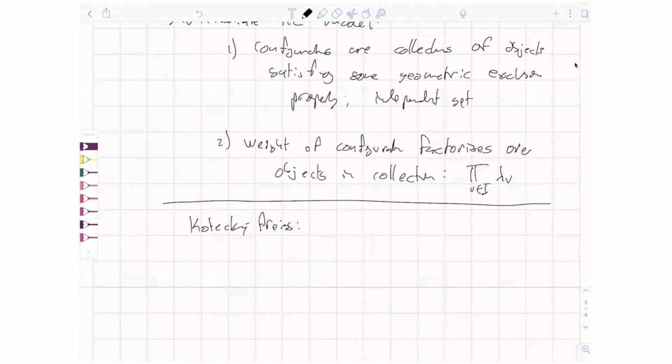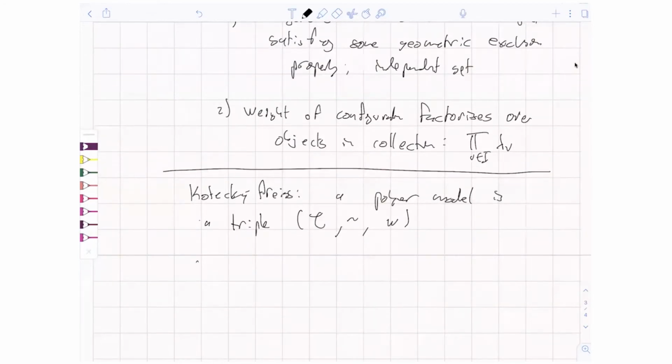So these are abstract polymer models. A polymer model is a triple. We'll have some script C, which will be a set of polymers. We'll have some compatibility relation, which I'll denote by this. And we'll have a vector of weight functions, which I'll denote by W.